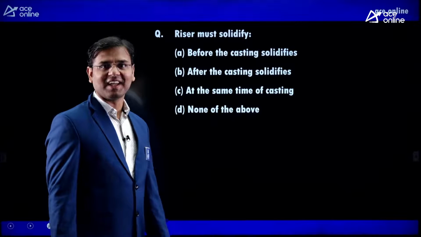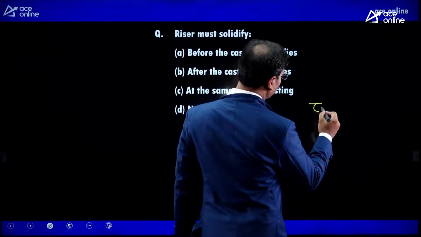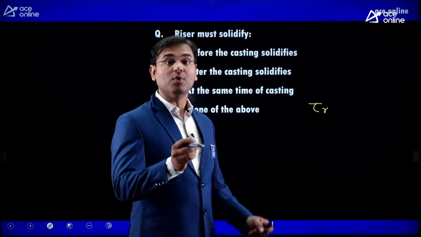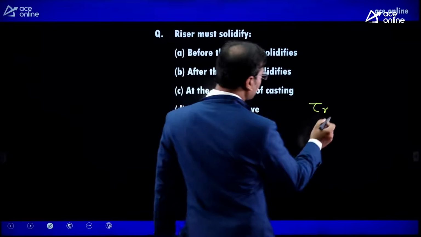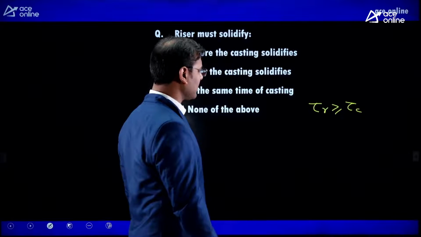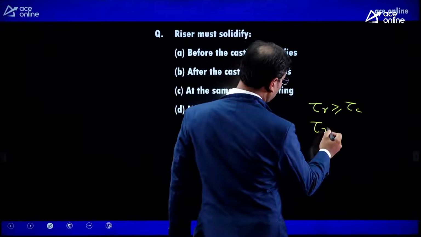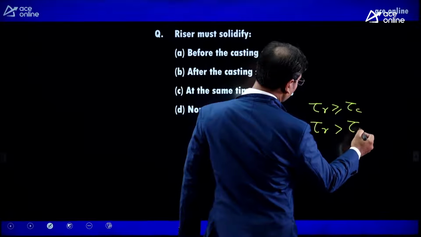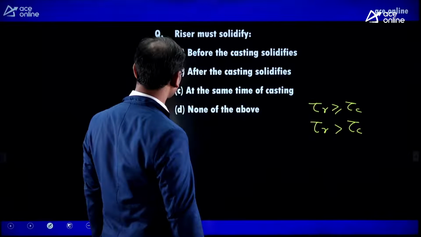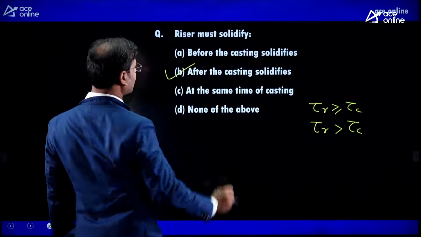Riser must solidify. Okay. Guys, there is one important formula we are using. The solidification time of molten metal in the riser, tau r, must be greater than or equal to the solidification time of molten metal in the casting cavity. Then here which answer is correct? Riser must solidify after the casting solidifies.